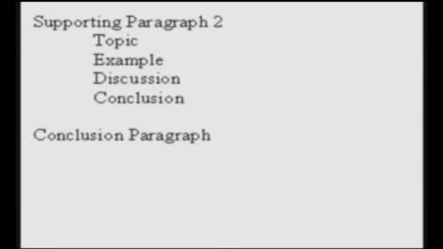And so once again, supporting paragraph 2 has 4 sentences. It has a topic, an example, a discussion, and a conclusion. Now the discussion sentence links this example to the topic, and the conclusion links this topic to the thesis.